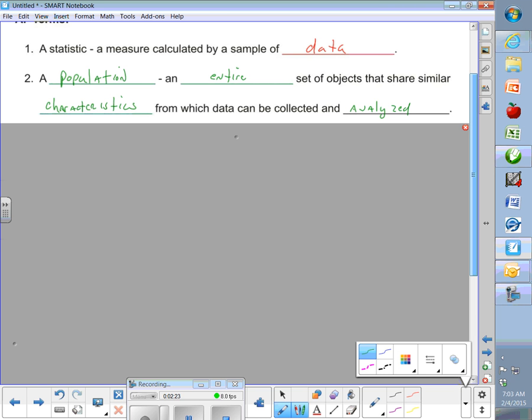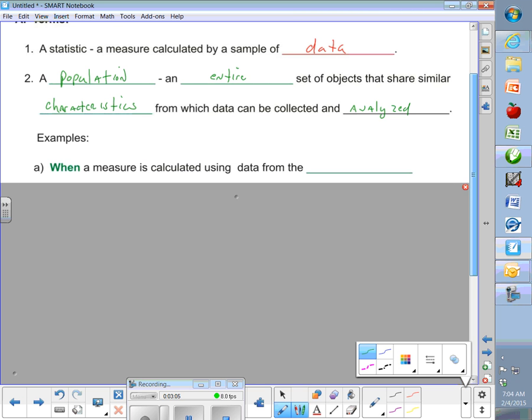Statistics are used to analyze all kinds of things. A lot of you are familiar with sports, modern day sports, and statistics are used constantly now in modern day sports, whether it's a basketball team, a football team, etc. They're going to collect data. Maybe you're collecting data on the PSI of a football. Threw that in there. No, maybe you're collecting data on how many tips you get in a basketball game, your defensive tips. There's all kinds of possibilities. And so the population is the entire set of objects that share similar characteristics from which data can be collected and analyzed.